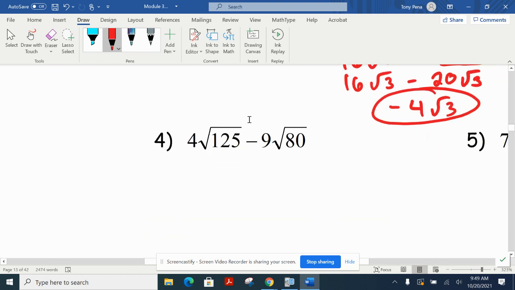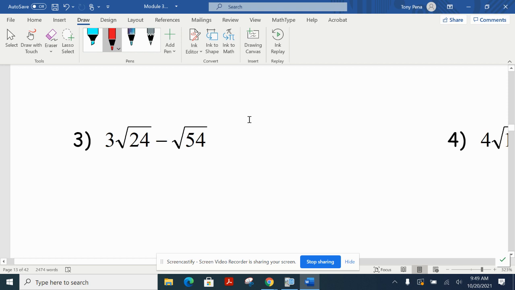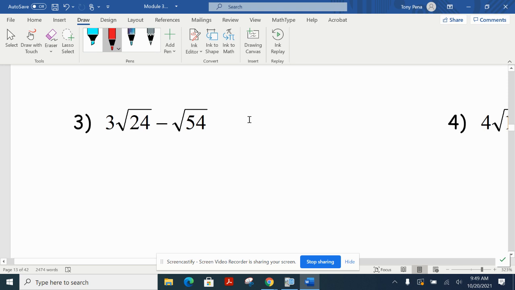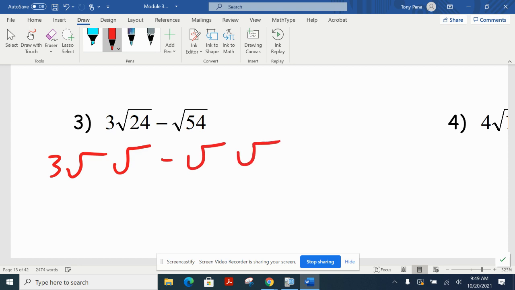All right. Next one. Number 3. Same. Find ways to break down 24 and then find ways to break down 54 with our perfect squares. And hopefully the list is great. Hopefully we start doing these enough. We start kind of knowing it's 4, 9, 25, those nice perfect squares. So see what we come up with for these.